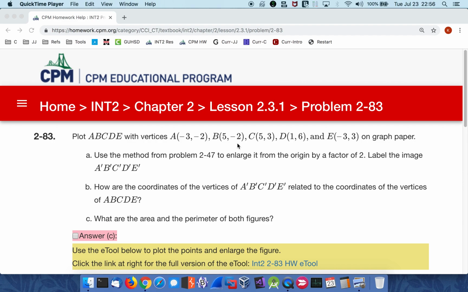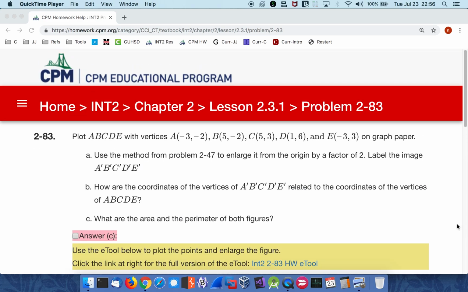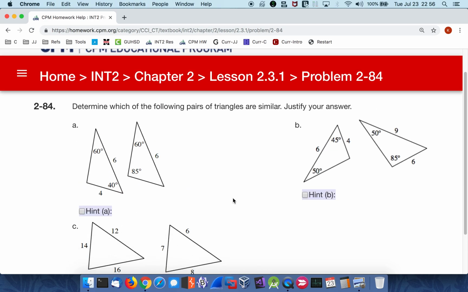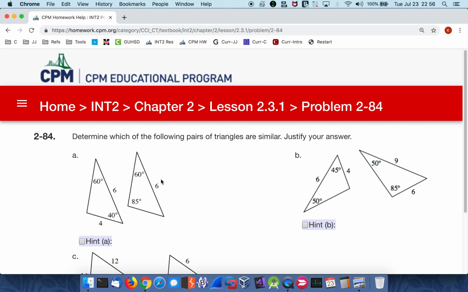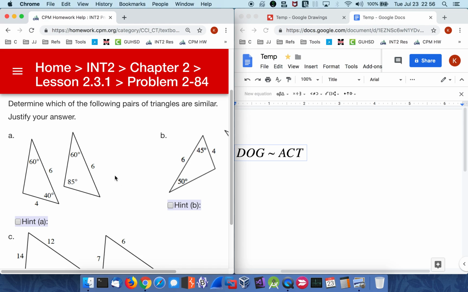I think that problem 2 TAC 83, which is our next one, is another graphing problem. Yep. So let's go ahead and skip that one and move to 2 TAC 84. All right, 3 parts. Man, these guys with their 3-part, 4-part, 5-part questions. So, 2 TAC 84, determine which of the following pairs of triangles are similar. Justify your answer.